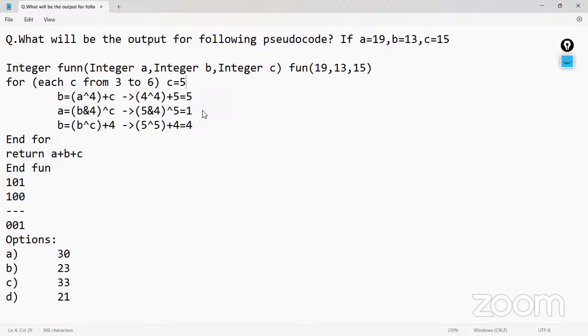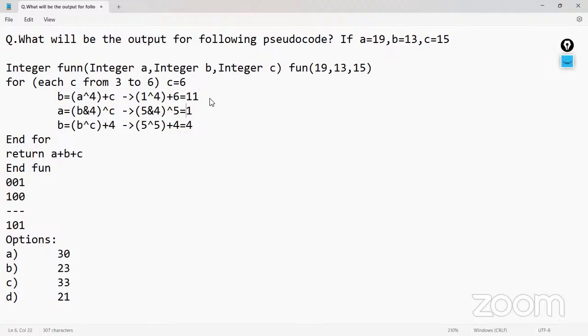Okay, now at the last iteration, when C equals 6, A XOR 4. What is the value of A right now? 1 XOR 4 plus 6. Okay, let us calculate that. 1 XOR 4. So this is 4 itself, and I'm writing 1 here, 100. If I calculate the XOR operation, this is 101, that is 4 plus 1, that is 5, and 5 plus 6 is 11.